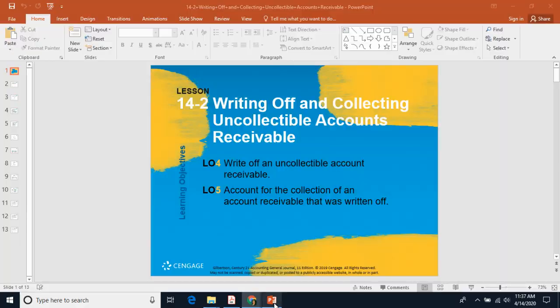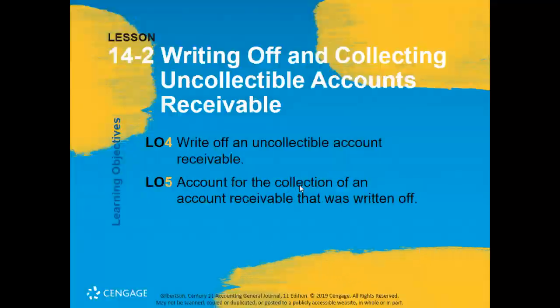Let's get right into then, without further ado, chapter 14, part 2, where we're going to look at writing off and also collecting uncollectible accounts receivable. So in the first section, I talked about estimating how much we are not going to be able to collect from our customers, because we don't know who is not going to pay us, but we still have to plan that somebody won't pay us.